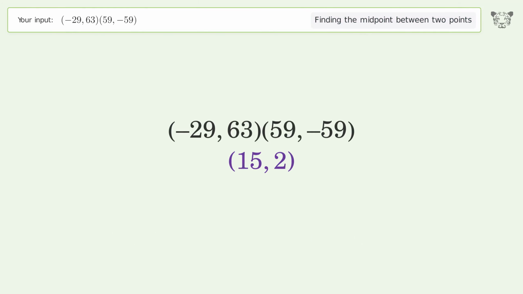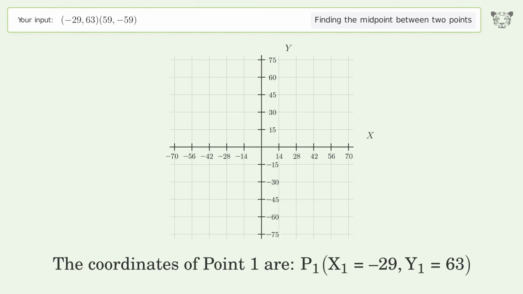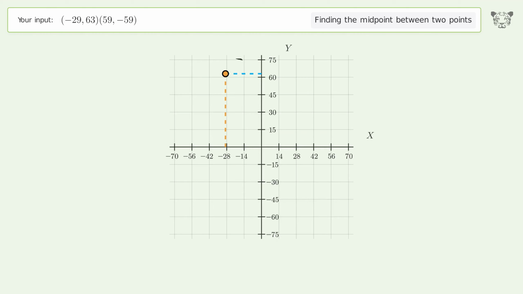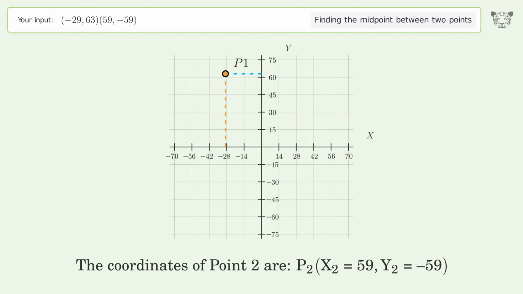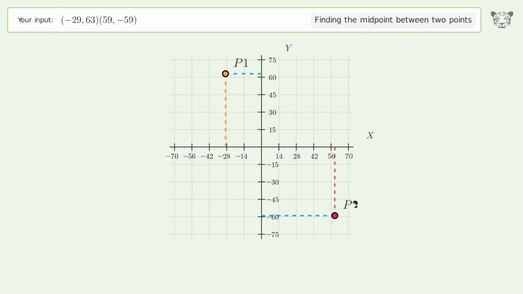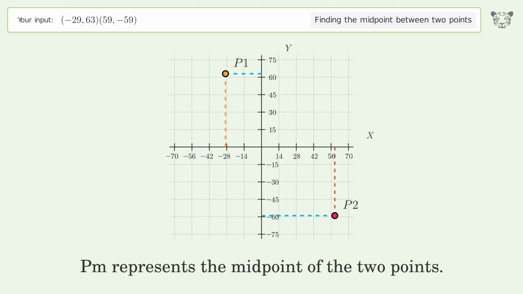The coordinates of point 1 are x1 equals -29, y1 equals 63. The coordinates of point 2 are x2 equals 59, y2 equals -59. PM represents the midpoint of the 2 points.